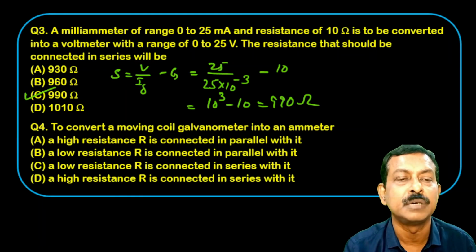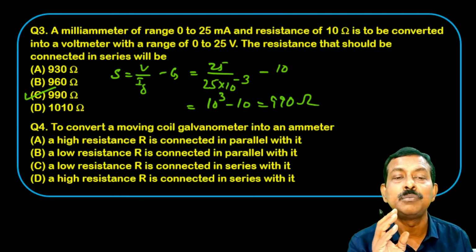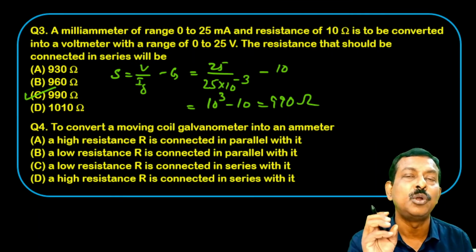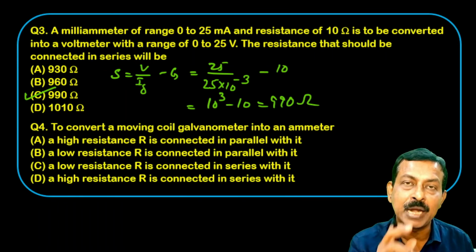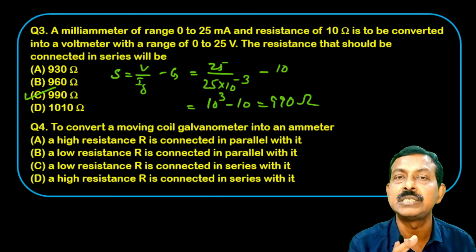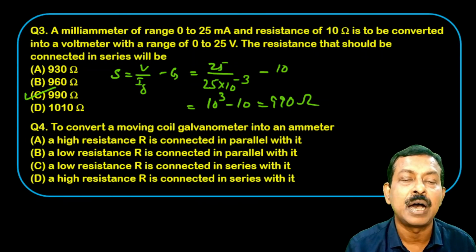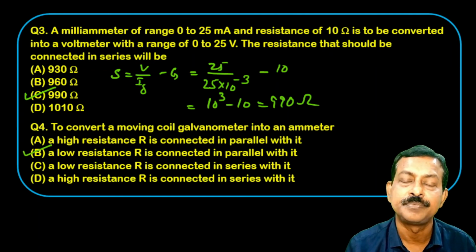Let's now take the fourth question. To convert a moving coil galvanometer into an ammeter, we should connect a low resistance shunt in parallel with it. For voltmeter conversion, we connect a high resistance in series with it. So here, high resistance connected in parallel is wrong. Low resistance connected in parallel is the correct one. Low resistance in series, and high resistance in series, are wrong. So the second one is the correct option here.